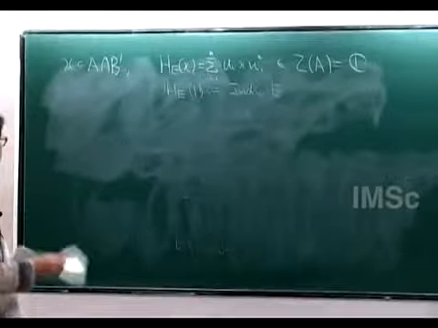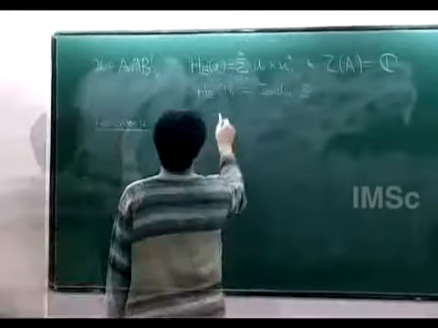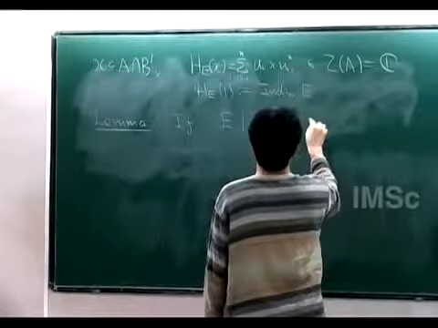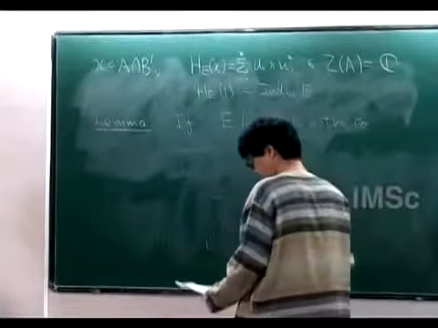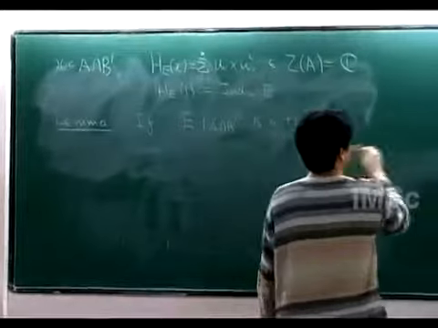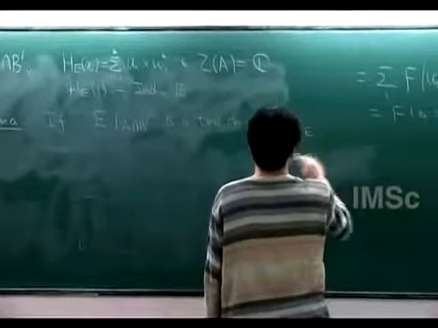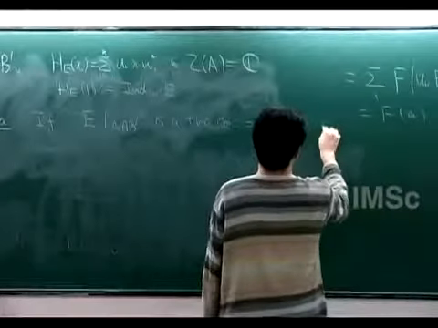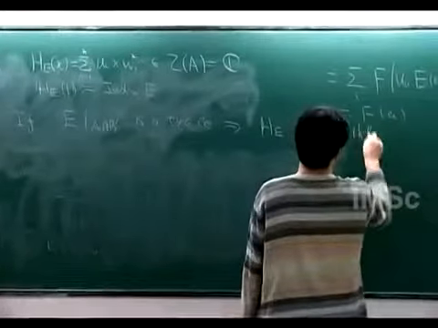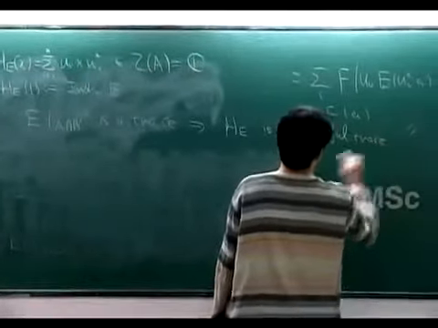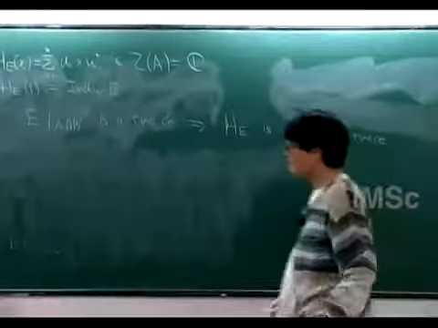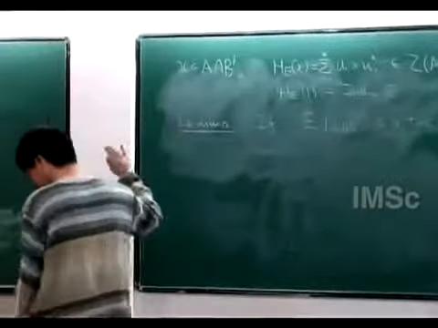Right, so let me state: if the restriction of E to the relative commutant is a trace, then this map, which is not really normalized, is a tracial functional, and it is a faithful trace. This is also very easy, so I'll prove it.